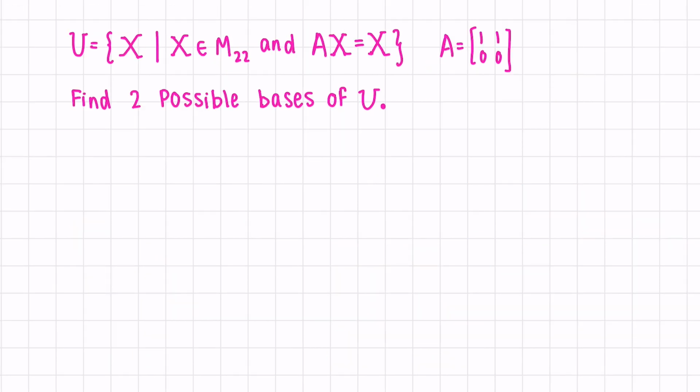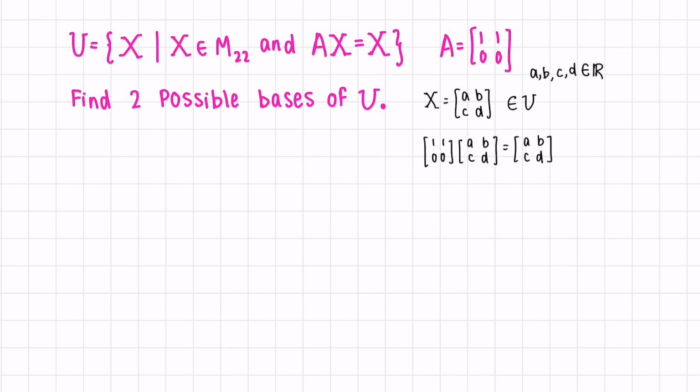Let's try an example. Let's find two bases of U, where U is the set that contains all 2 by 2 matrices that have the property that A times the matrix is itself. So let's see what this means. If we have X as a general matrix [a, b; c, d], where these are just real numbers, then in order to be included in U, we have the property that [1, 1; 0, 0] times this matrix is itself. This means that 1 times a plus 1 times c is our first element, and our second element will be 1 times b plus 1 times d.